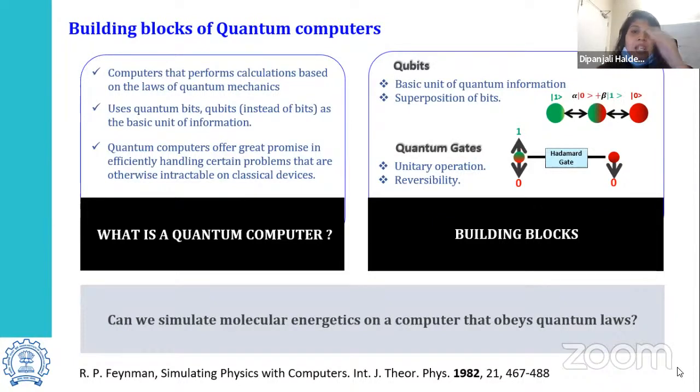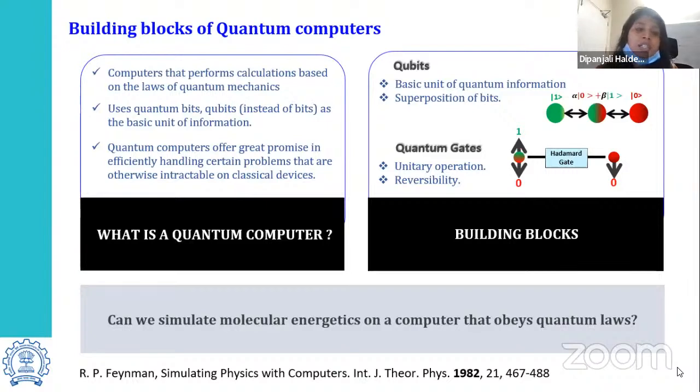The first one is the qubits, which are the basic unit of quantum information, the quantum analogs of the classical bits. Any two-level system, like the spin states of an electron or the polarization states of a photon, can be considered as a qubit. Secondly, the quantum gates, which are the quantum analog of the classical gates, except that quantum gates are reversible in nature, unlike the classical gates. Since quantum gates are nothing but unitary matrices, by construction they are reversible.